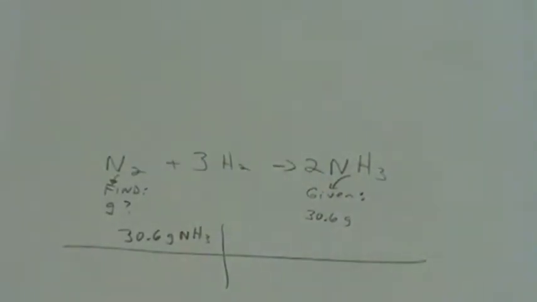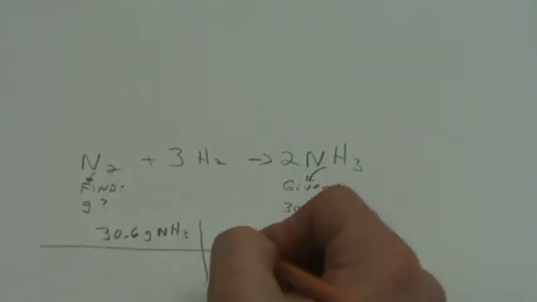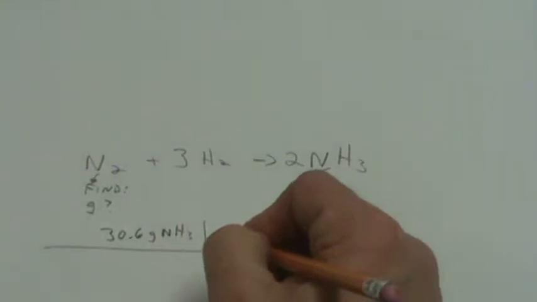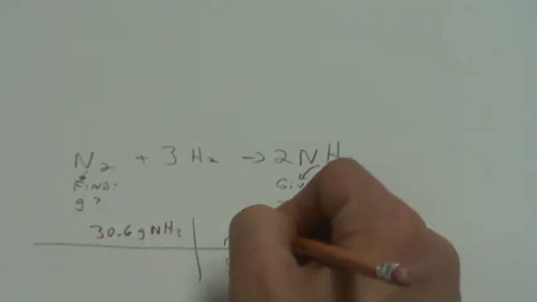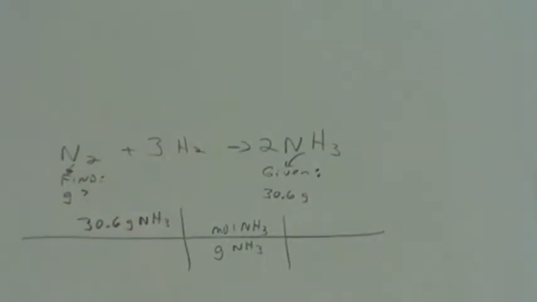Equation's already balanced. It was given to you that way. If it wasn't, we'd need to do that first. I move grams to the bottom, moles on top. Make sure you're writing the substance as well. I kind of omitted that first one. All right, so we go from grams to moles.